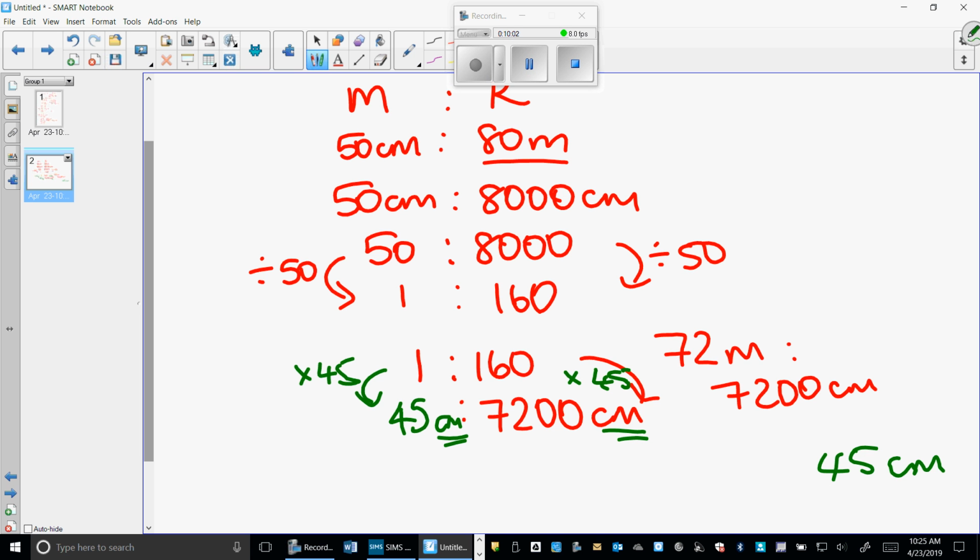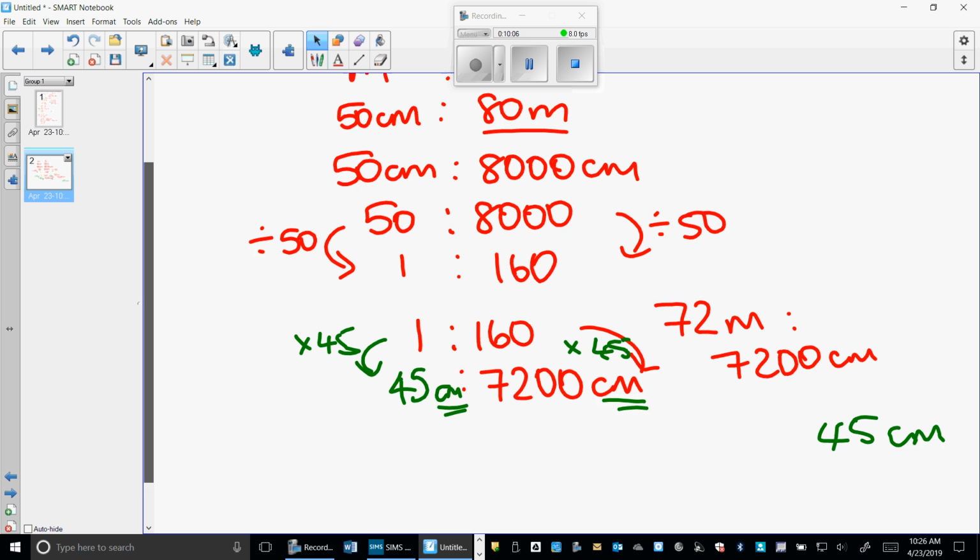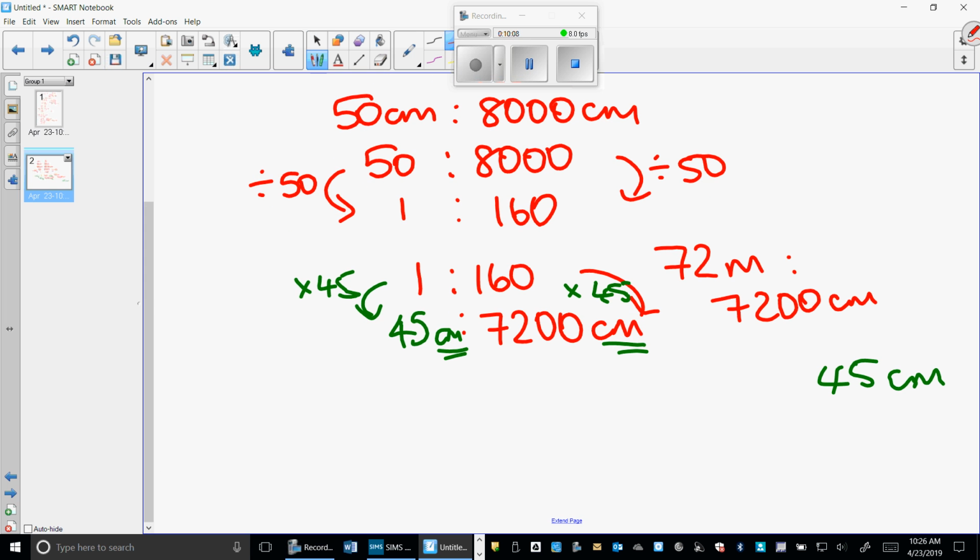Now, had you not changed it initially, which some of you may well not have done, you would have just stuck with your 1 to 160, and you would have said 72 meters. So how do you go from being a 160 to a 72? What do we multiply that by? Other way around. 72 to 1.